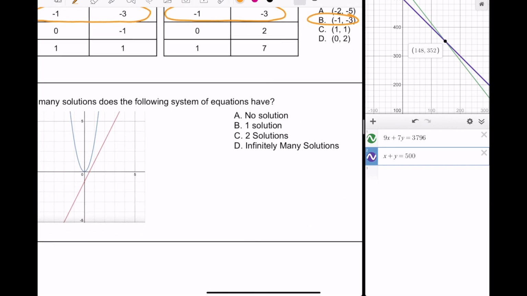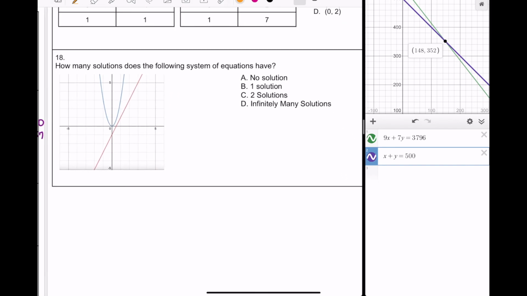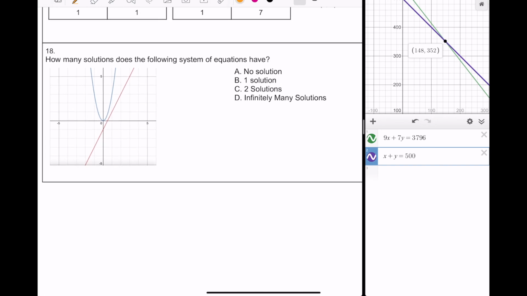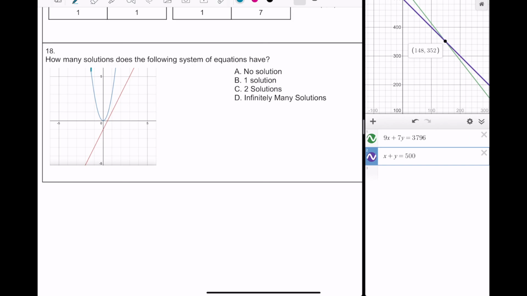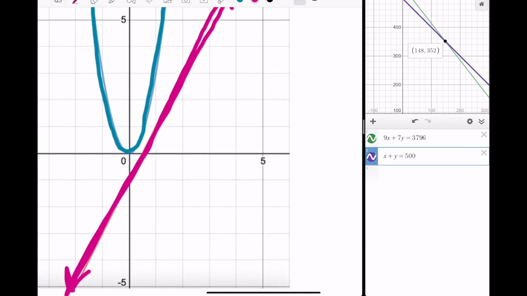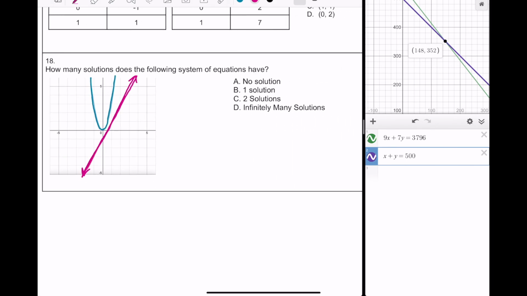And finally, number 18, how many solutions does the following system have? So these two lines, let's see if I can trace over them a little bit. So there's this line that's a quadratic. It's the U-shaped graph. And then we have just a straight line here. And they're pretty close to one another, but they do not intersect. Okay? So since they don't intersect, there are no solutions. There is no intersection.